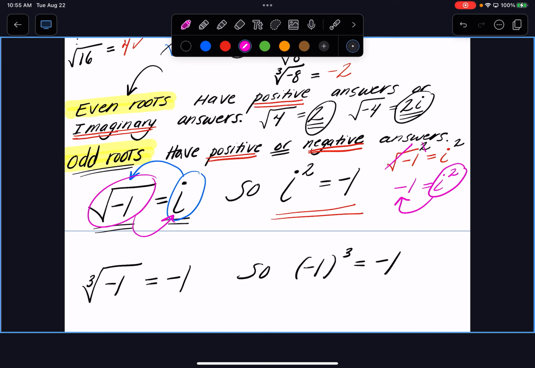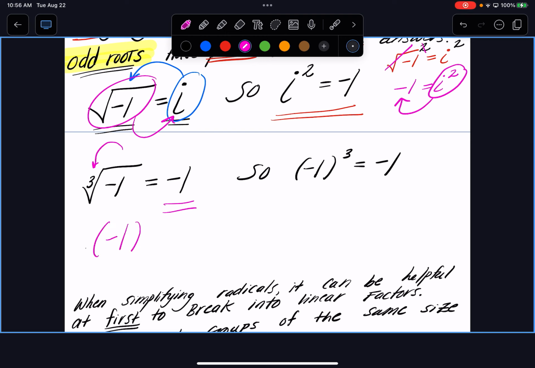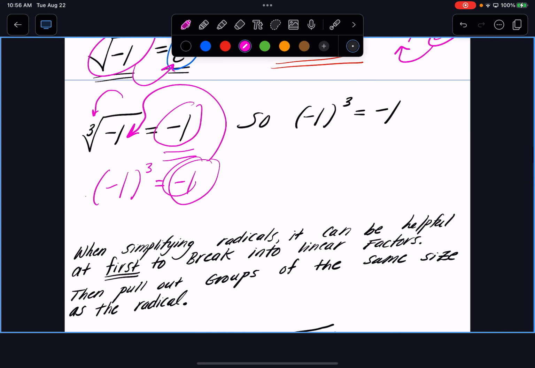Now that is not true for odd roots. Everybody look. What's the cube root of negative 1? Negative 1. It is not i. Odd radicals do not have i. Why? Because cube roots, think about why. Because cubes can be negative, true? Yeah. Something cubed can be negative. Therefore, you can cube root a negative, and it's not i. It's just the number. It's just negative 1.